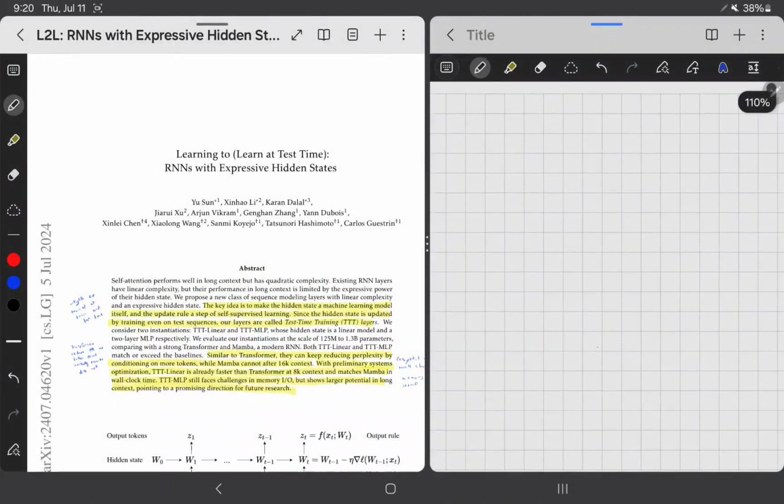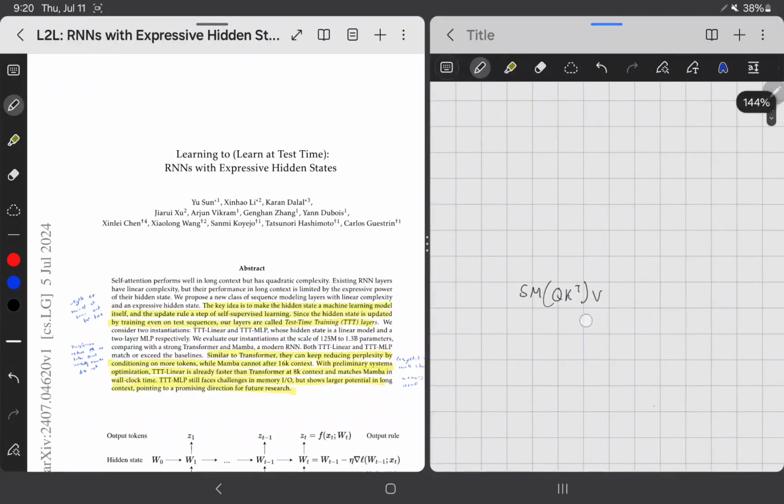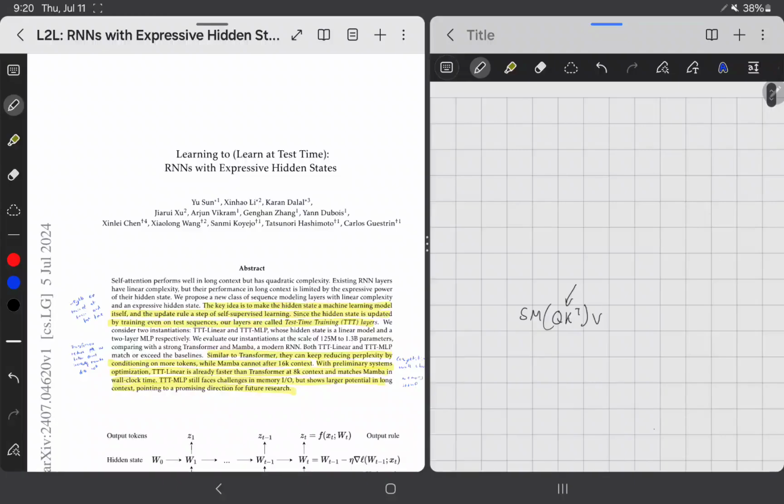Basically, we all know the problem with transformers. If I have my transformer, we have the softmax of our queries times keys transpose, times our values. The reason this is bad is because this is quadratic in terms of the sequence length. As the sequence length grows, this matrix grows quadratically in terms of memory. This is your attention equals QK^T matrix.